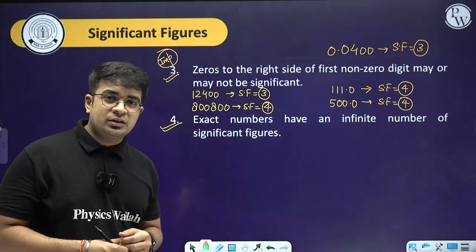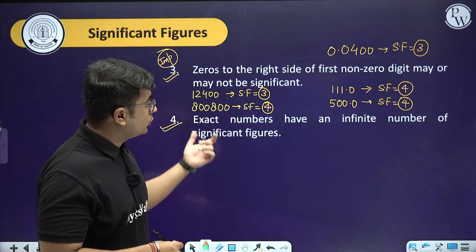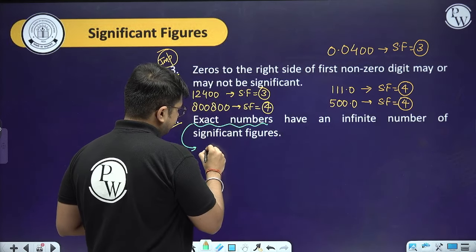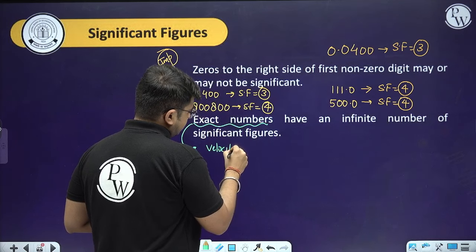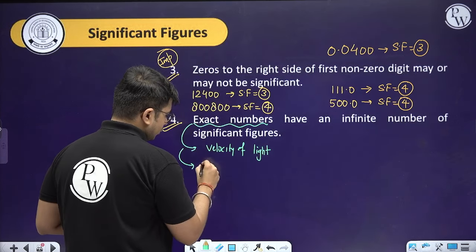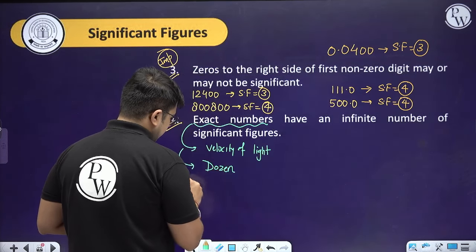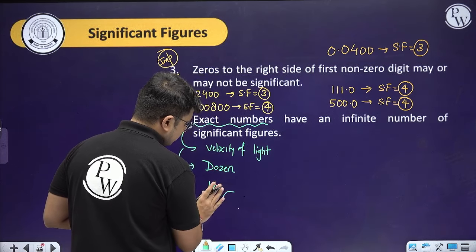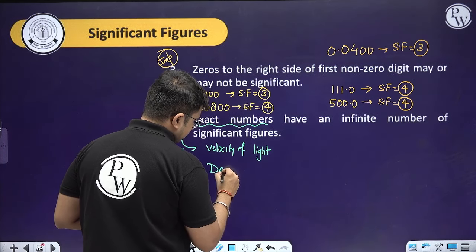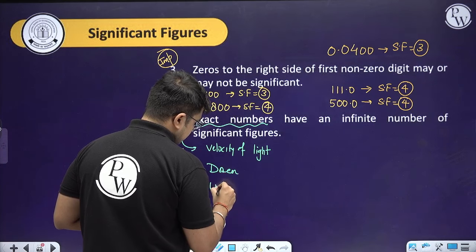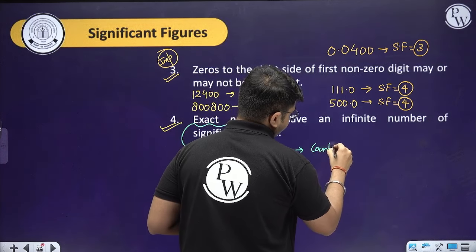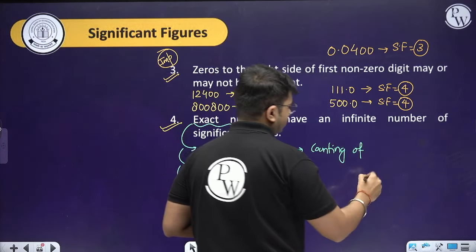The main confusion in this case is how to identify that we are talking about an exact number. It may be anything: the velocity of light, some quantities. It can be your dozen, your mole, 1 dozen, 1 mole. It can be the counting part also, counting of quantity.